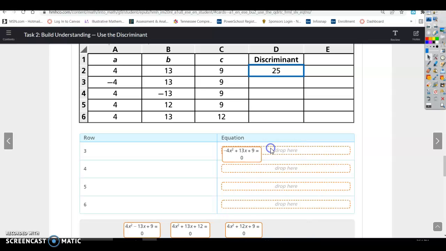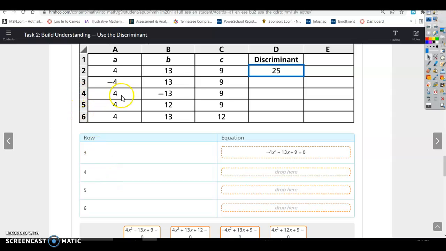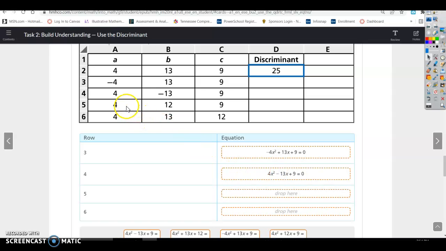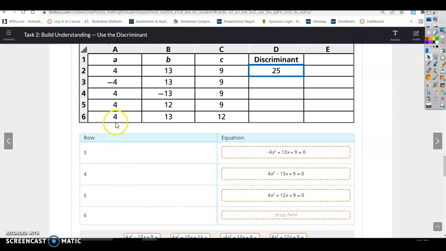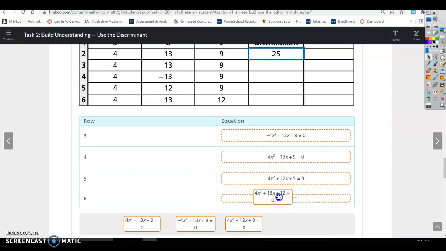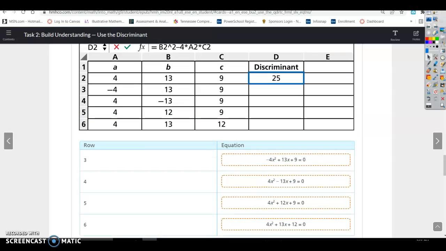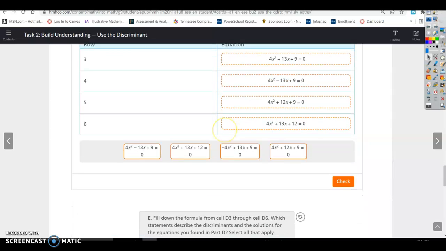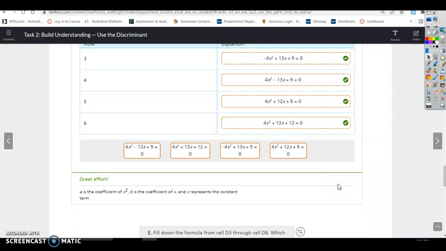Goes with row 3. Row 4, positive, negative, positive. So positive 4, negative 13, and a positive 9. So that goes with row 4. And then we've got 4, 12, and 9. All of them are positive. And then row 6, our A, B, and C are 4, 13, and 12. I think these are all positive. Yes. All right, so all we're doing is determining where A, B, and C are to match it with the correct equations.